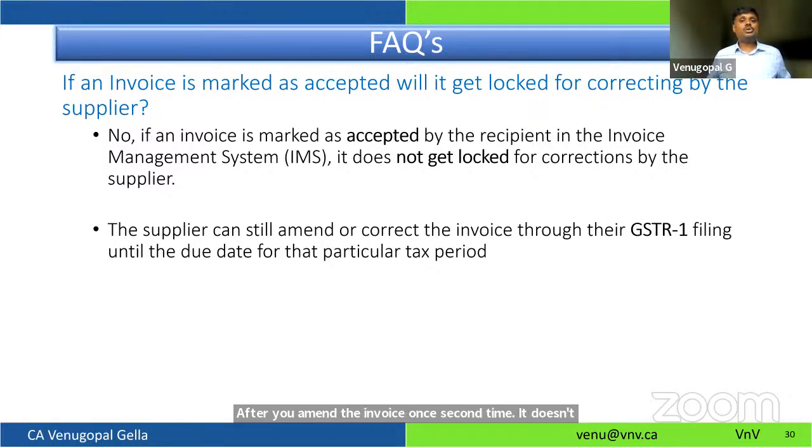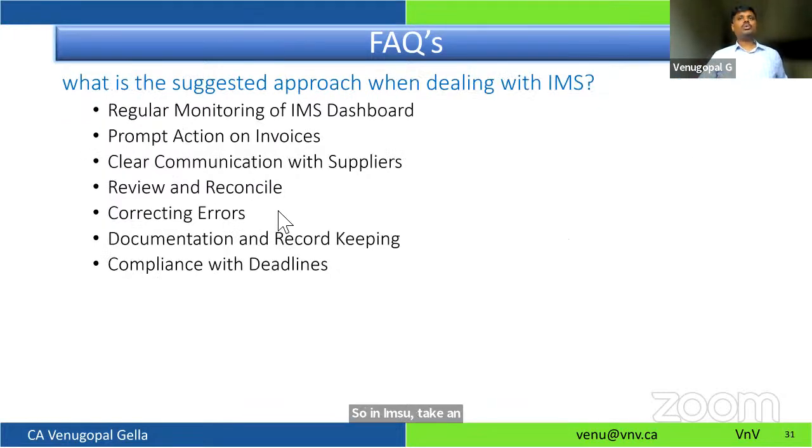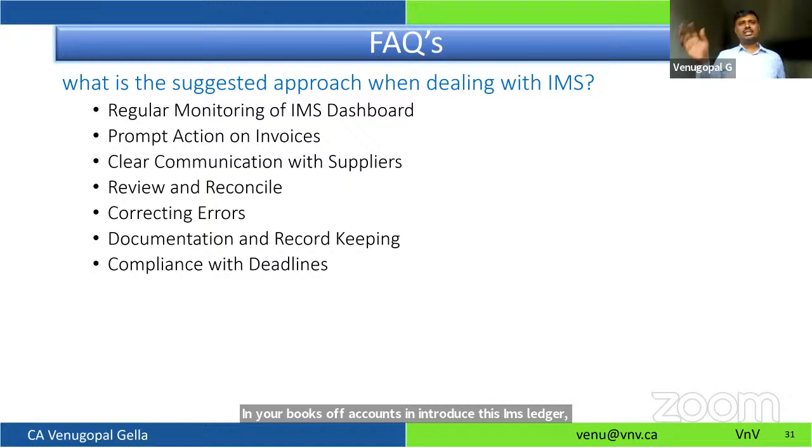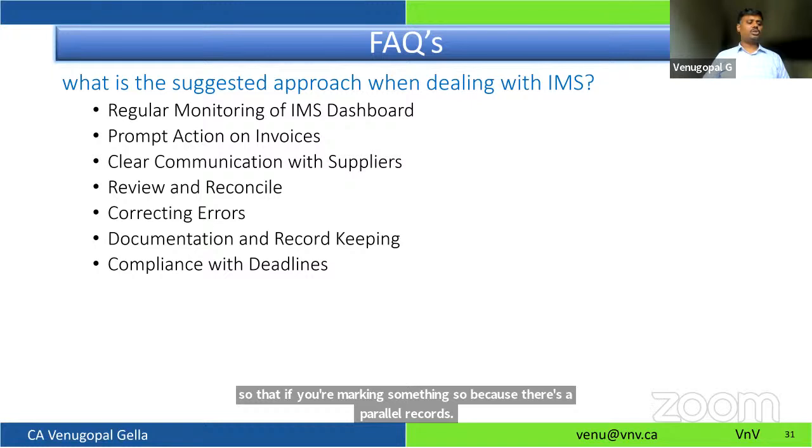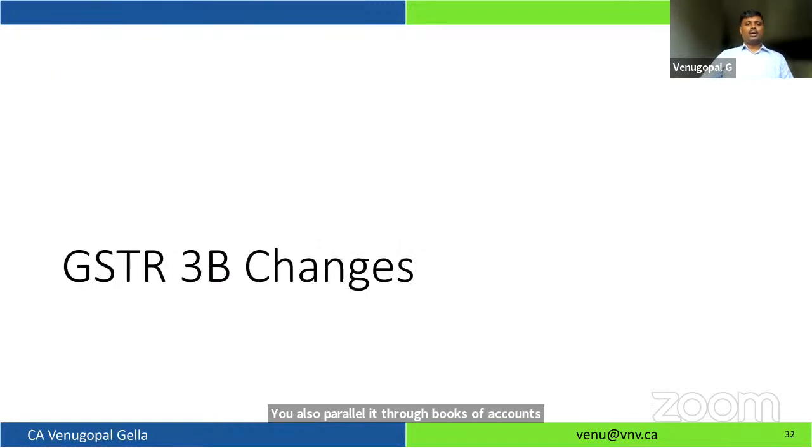So in IMS, you take an action that is not getting logged. What's the suggested approach? Regularly monitor the IMS dashboard. In your books of accounts, introduce this IMS ledger, so that if you're marking something pending, everything, because these are parallel records, you also parallelly monitor it through books of accounts. Moving to GSTR 3B changes, let me see if there are any questions on IMS. I'll take up that and then I'll move to 3B.